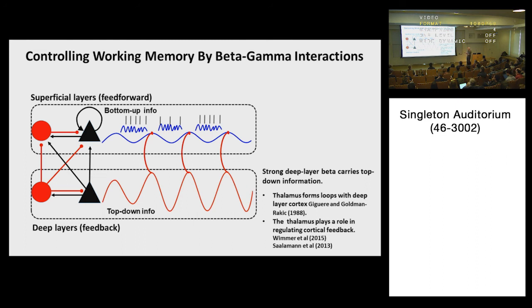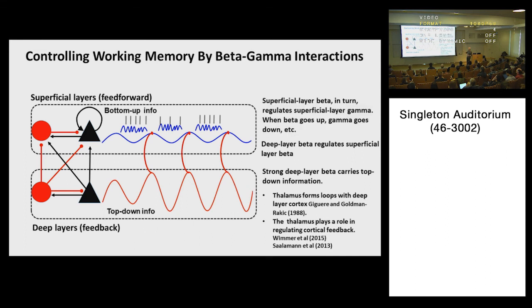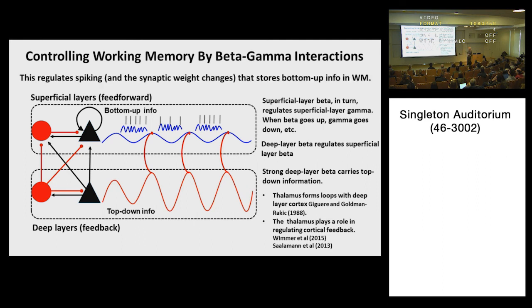So, strong deep layer beta carries top-down information. This in turn, the deep layer beta regulates superficial layer beta. Whenever beta goes up in deep layers, it goes up in superficial layers. This in turn, superficial layer beta in turn regulates superficial layer gamma. Whenever beta goes up, gamma goes down and vice versa. And this regulates the spiking and the synaptic weight changes that stores bottom-up information in working memory.